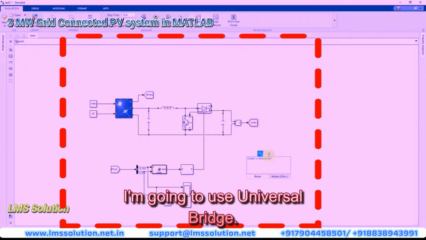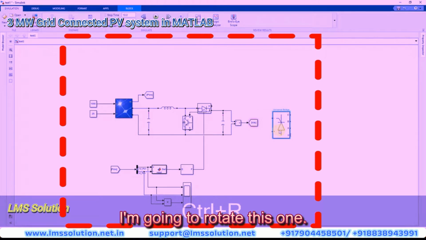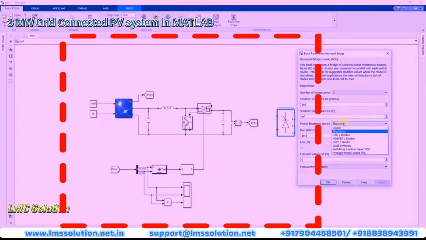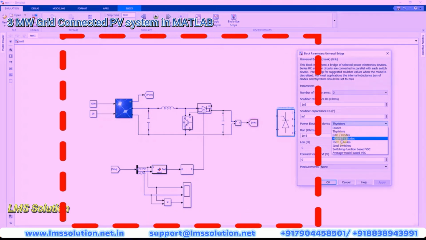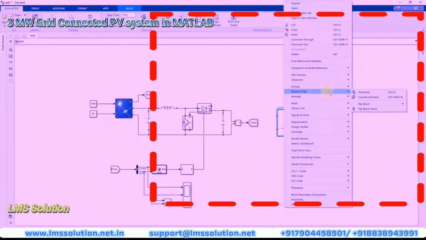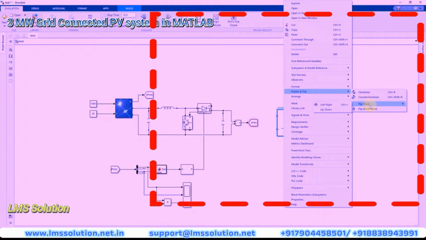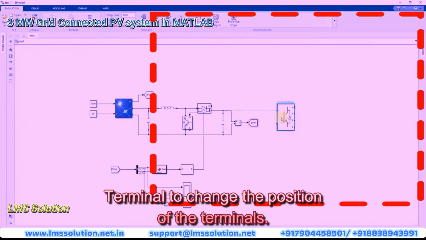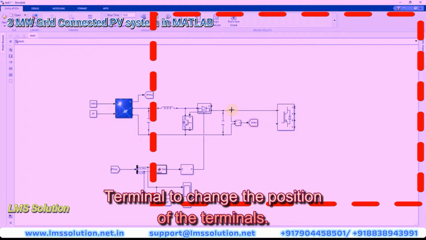I'm going to use a universal bridge. I'm going to rotate this one. I'm going to change this one to IGBT diode and change the terminal to up, change the position of the terminals.